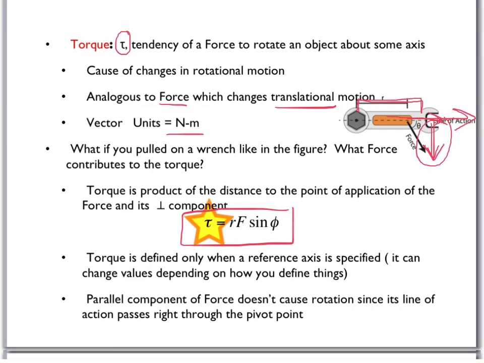How far away from the rotation axis is it? The more leverage you have, the further this distance is, and the more torque you're going to be able to apply. And of course, the more force you're able to apply, the stronger your torque is going to be as well. Now, torque is only defined when you have a reference axis that is specified. Where are you trying to rotate this thing around? And it would change values depending on how you define that axis of rotation. And again, remember, the parallel component of the force is not actually going to do anything in terms of creating rotation. Basically, its line of action passes right through the pivot point itself and therefore cannot add to the rotation in any way.